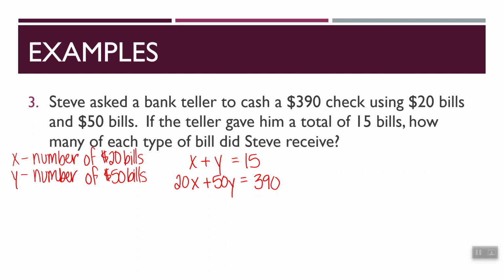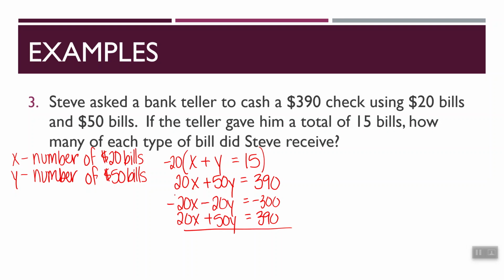This type of word problem, this type of setup, is usually a little bit nicer because we just have the one equation that we can multiply. We can either multiply it by -20 or -50, depending on if you want to eliminate x or y. I'm going to go ahead and multiply by -20, it just keeps the numbers a little smaller. So we have -20x minus 20y equals -300. And then 20x plus 50y, I'm just rewriting that second equation, is 390. So again, our x's eliminate, so 30y equals 90. And dividing both sides by 30, we get y equals 3.